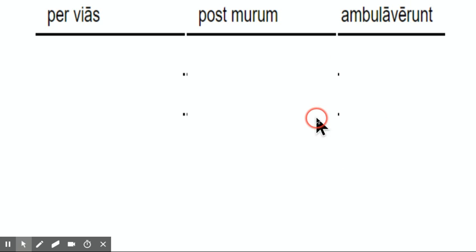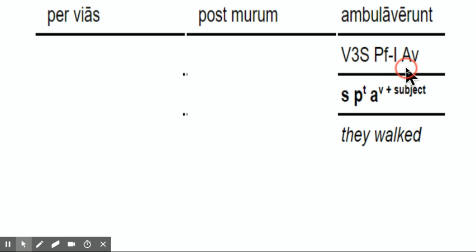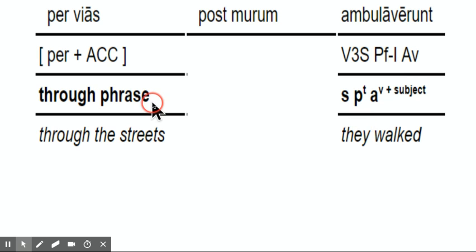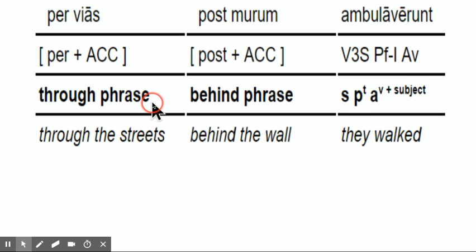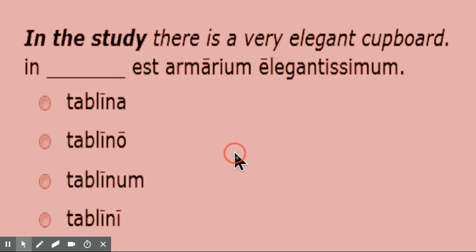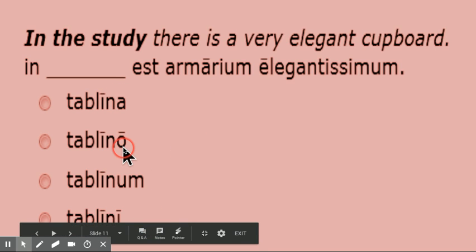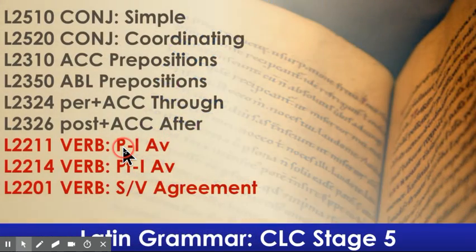All right, so we have a sentence here. We look for the verb first, ambulaverunt. It's perfect indicative active. We'll be covering that, which will be indicating simple past plus subject, they walked. Per plus accusative, through phrase, through the streets. Post plus accusative, behind or after phrase, behind the wall. If you need to fill these in, you've got the PowerPoint or the Google Slides presentation below. In the study, there's an elegant cupboard. In plus ablative, and which of these is ablative? Number 2. Wow, we've covered a lot.